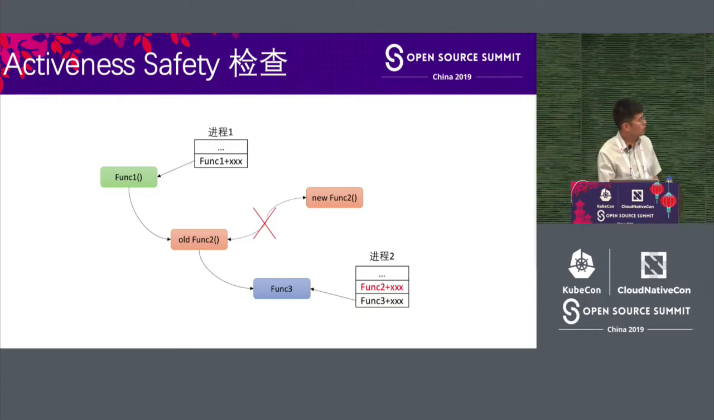For example, if we run this thread in function 1 and replace function 2 with a new version, we will first schedule function 2 and then function 3, and it will not pass the security check at all.